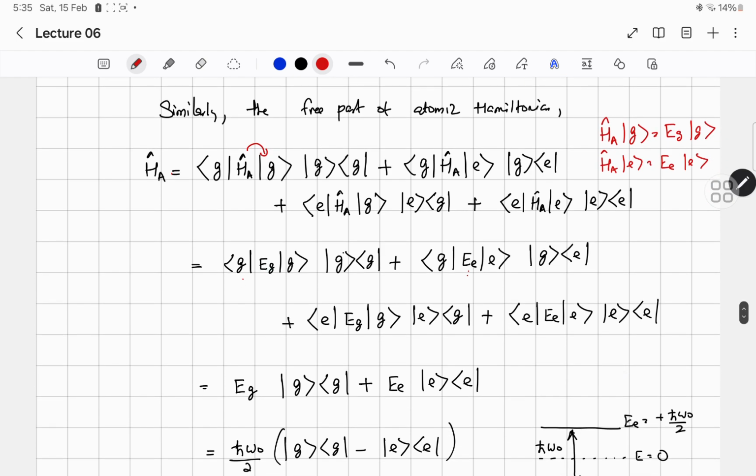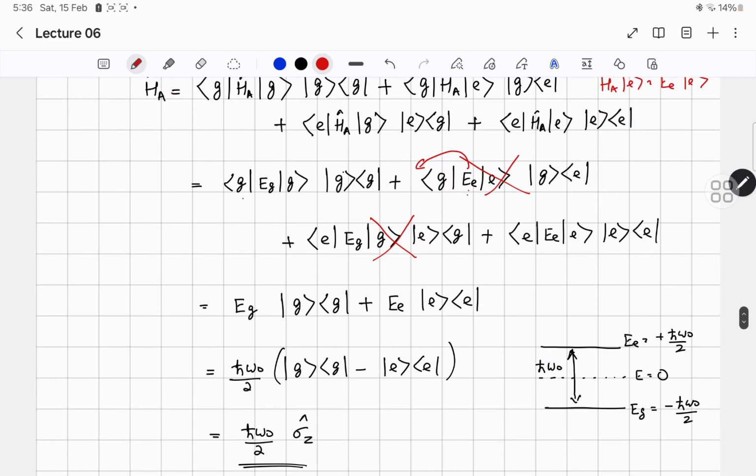Okay, now this EG, EE are just numbers. I can take them outside from the inner product. So then what will happen? If you take this EE outside, it will become the inner product between G and E, and that would be 0. So this term would cancel, and this other term would also become 0. So finally we will get only 2 terms: one is EG outer product |G><G| plus EE outer product |E><E|.